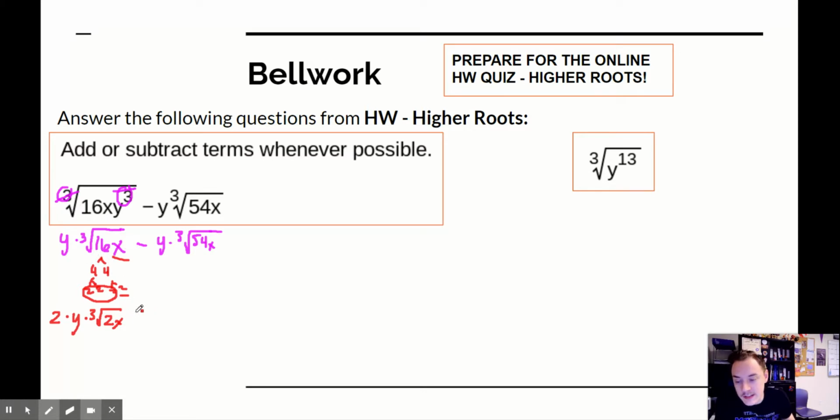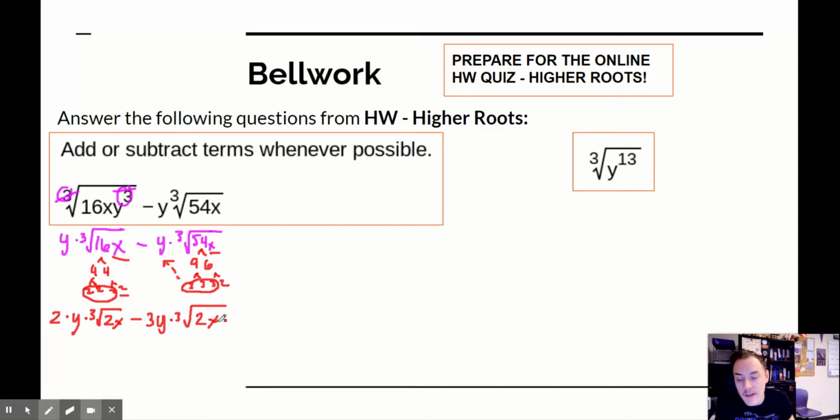Now I'm going to take this minus and figure out what this is. So 54, I take 9 and 6. I'm going to take this as 3 and 3, and this is also 3 and 2. I want to take those 3's and combine them with this y out front. So 3 times y times the cube root of, and I have a 2 in here, and of course I have an x in here.